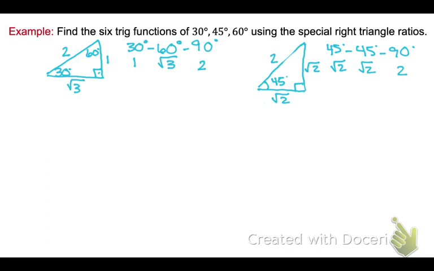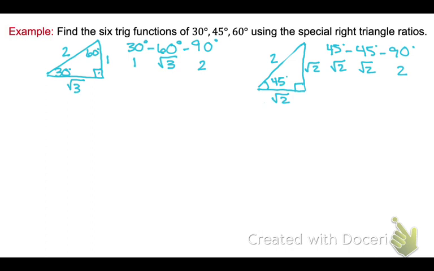Okay, so either one of those that you think you want to use, go for it. But if I have those on my paper, should I be able to do every single angle, every single trig function? Yes, sir. So is the hypotenuse always going to be 2? If you use square root of 2, square root of 2, 2.